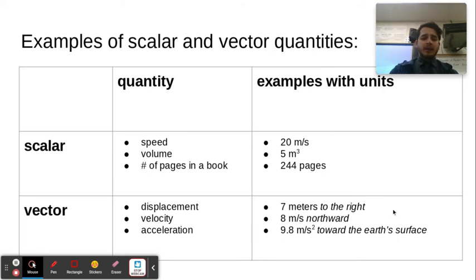Notice here I included the quantity with its units and also the direction when I'm talking about vectors. So velocity, 8 meters per second northward. Acceleration, say you're dropping an object, 9.8 meters per second squared toward the Earth's surface. It's directed downward. It's things like that.